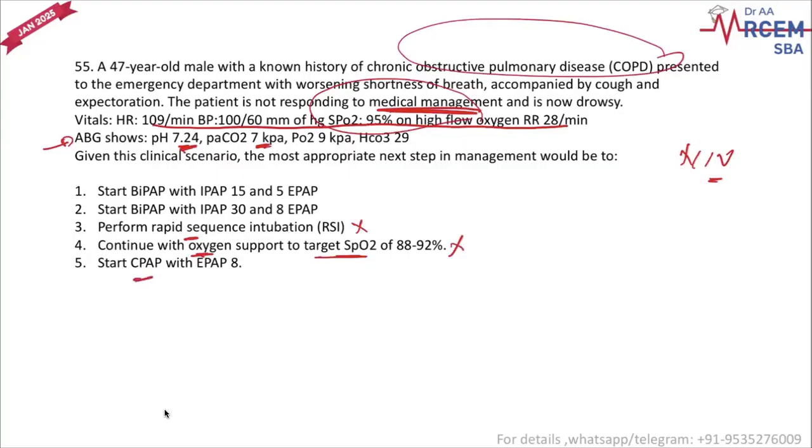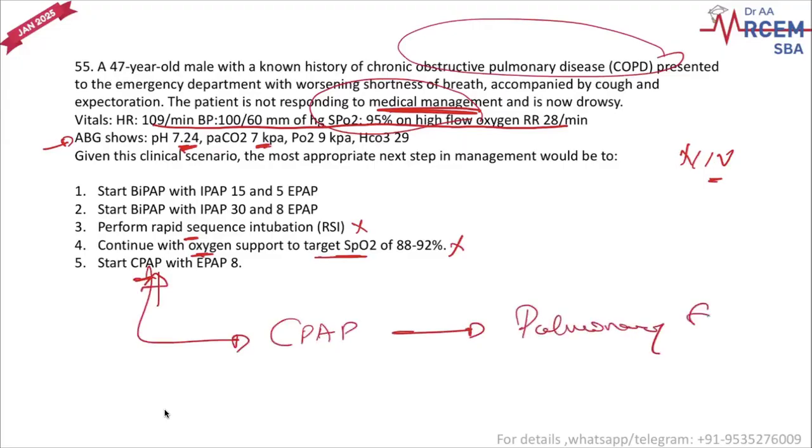Start continuous positive airway pressure. No, you are not starting continuous positive airway pressure. This CPAP is only preferred in pulmonary edema. Remember the indication, pulmonary edema. So we have 2 options with NIV, that is BiPAP, what we are having. One with lower settings, one with higher settings. We always start with lower settings so that the patient is comfortable.